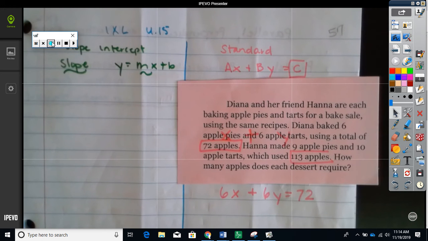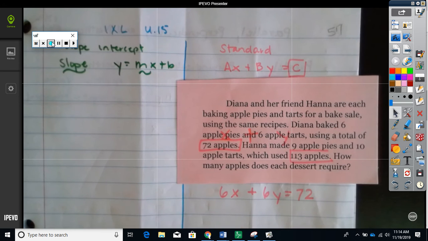I'm going to ask that you write the second equation on your own. Can you put that away? You'll get to it in just a minute.